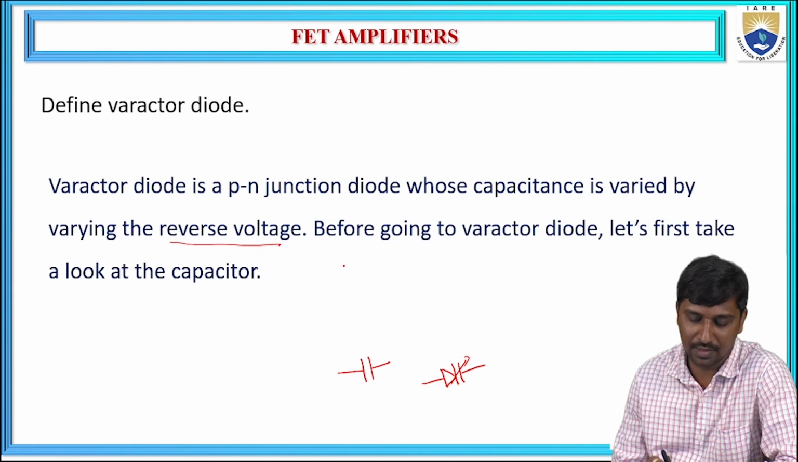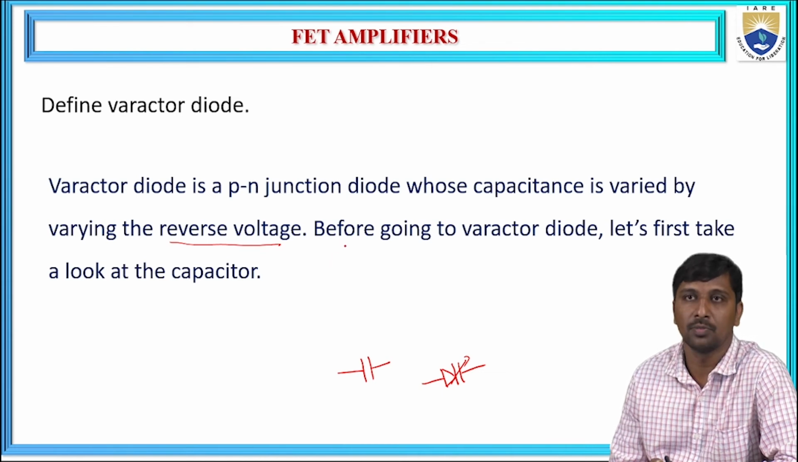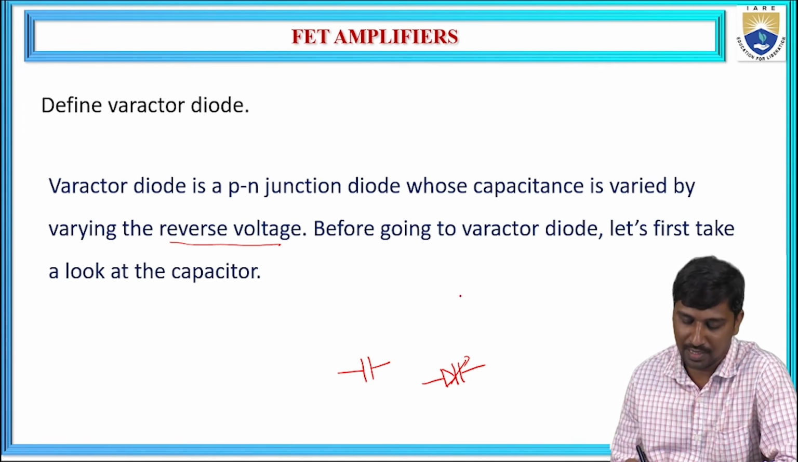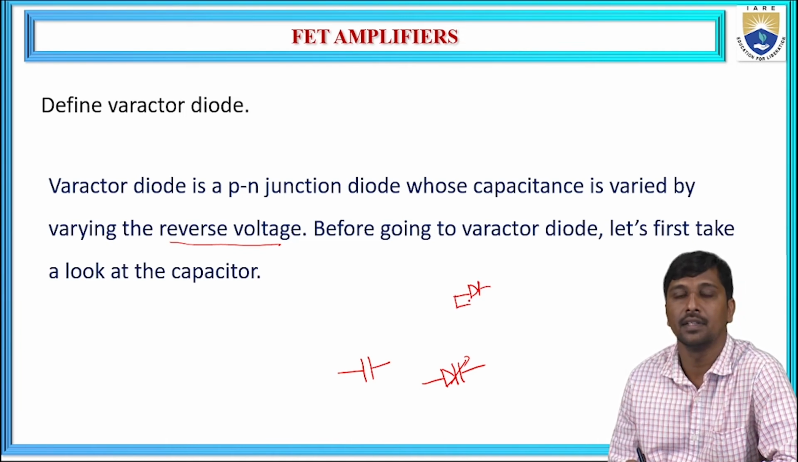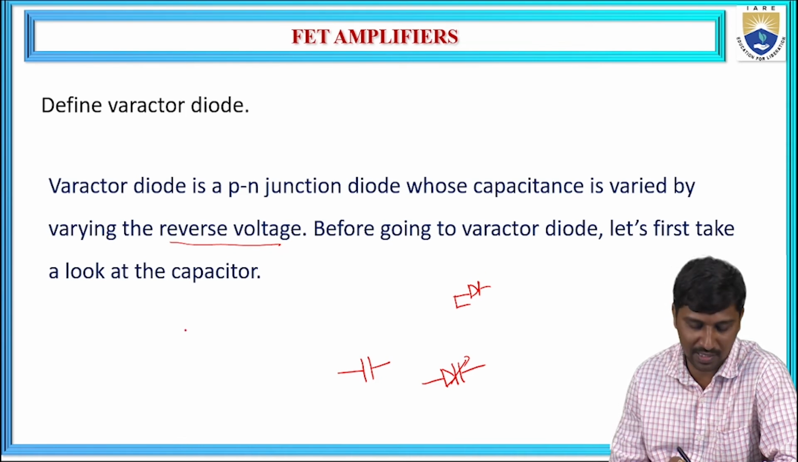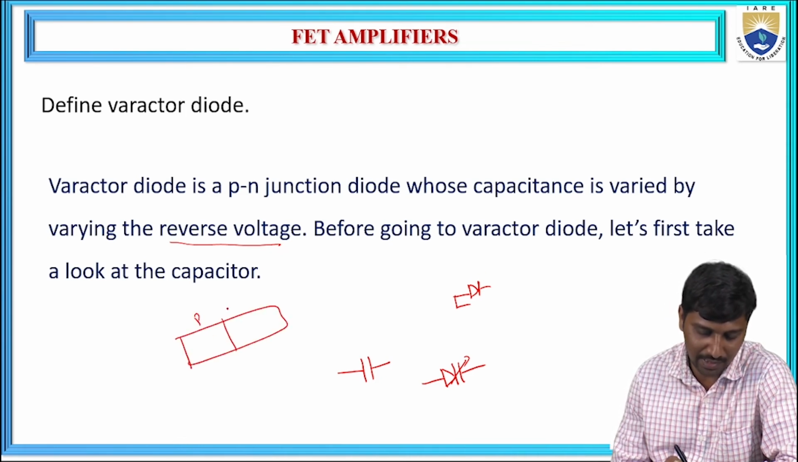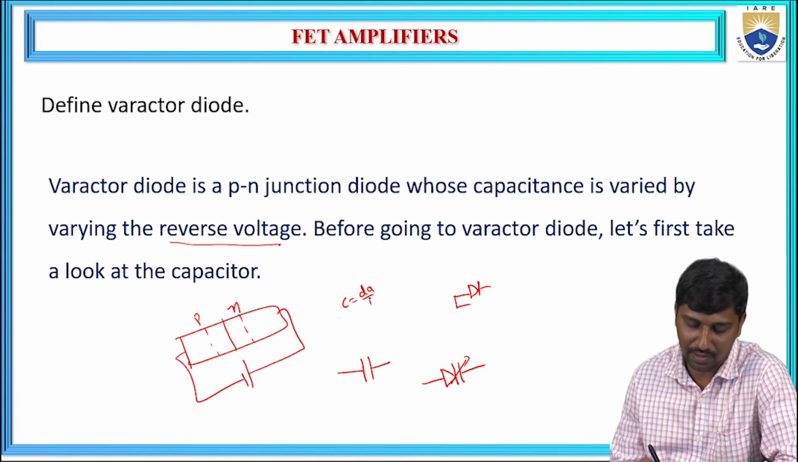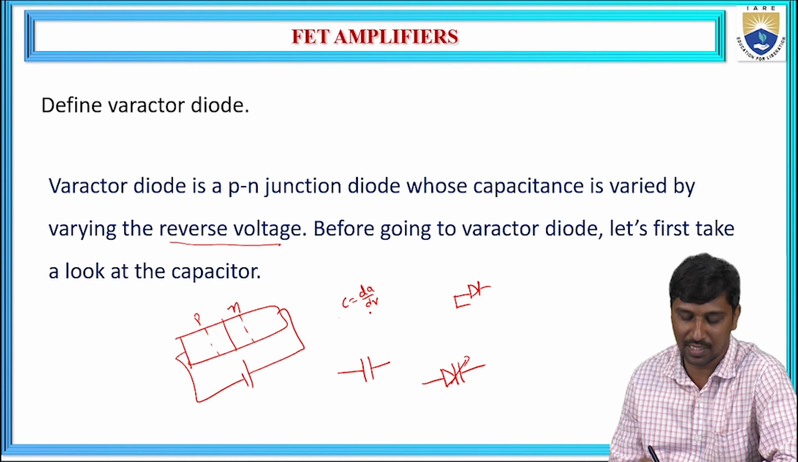First, we need to understand the capacitor principle. Based on the capacitor principle, this works like a varactor diode. In general, we know that when the diode is under reverse bias, it offers a transition capacitance. Why? Because when this is the PN junction and you apply the reverse voltage, it increases the depletion width. From this, we can define this as dQ by dV, the rate of change of charge with respect to the rate of change of applied voltage.